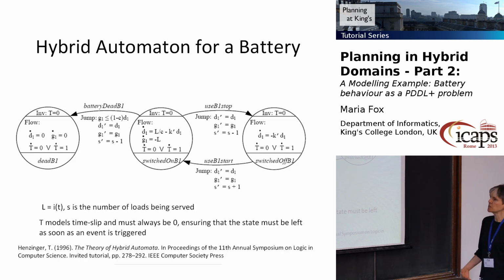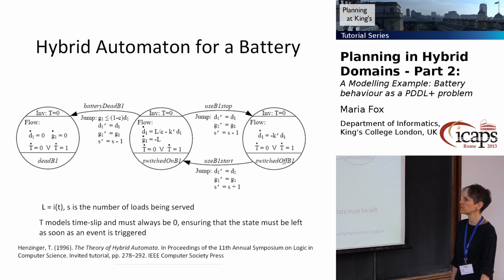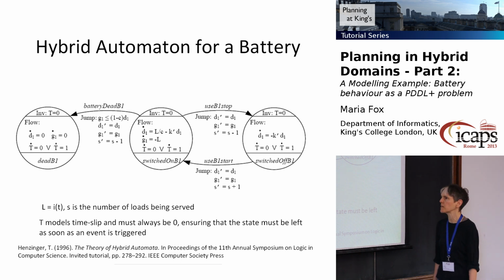Now, the relationship between the PDDL+ model and the hybrid automaton is very strong, and hybrid automaton theory was developed in Henzinger's paper, the 1996 paper. I'm now going to show how that relationship works in detail. So this is a fragment of the hybrid automaton model for the battery domain, and it's showing the state transitions of a single battery.